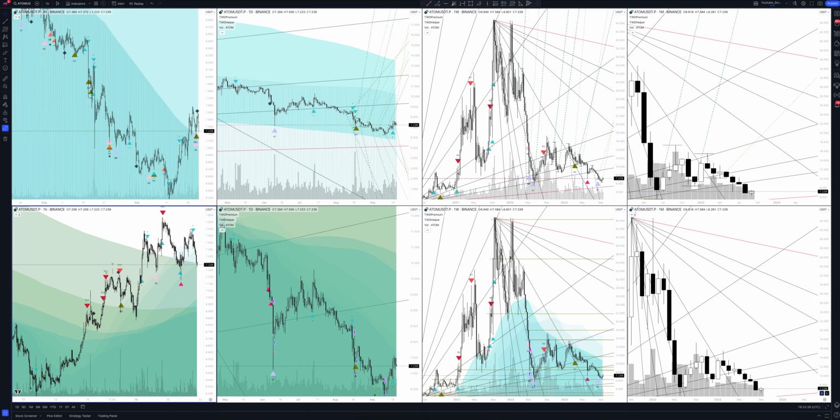Today we will take a look at Cosmos cryptocurrency. Let's analyze the market situation and find out how you can make money on it. Let's start.